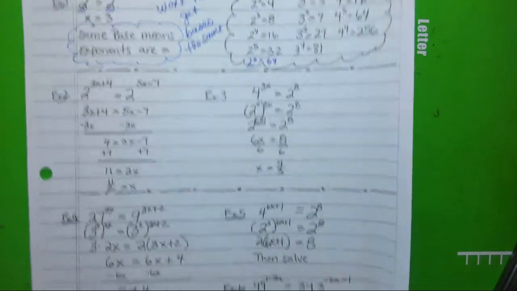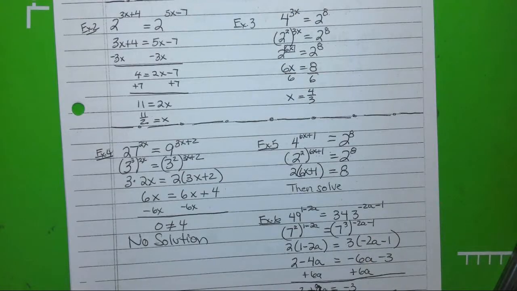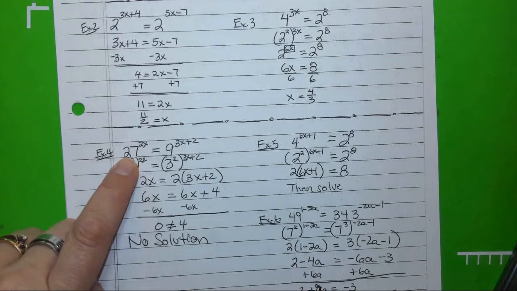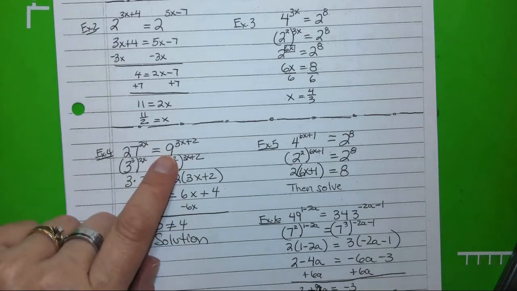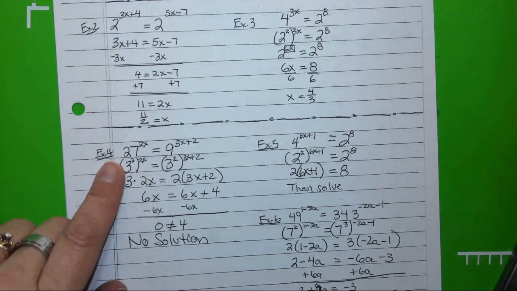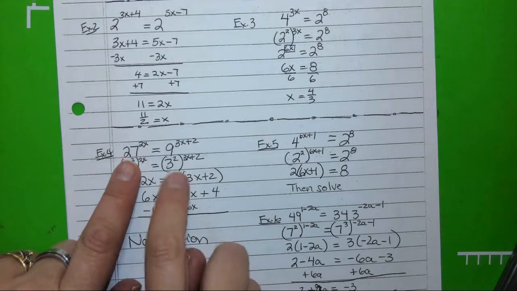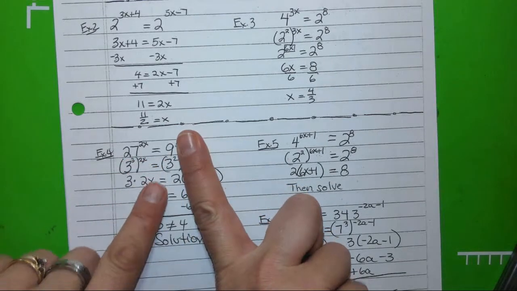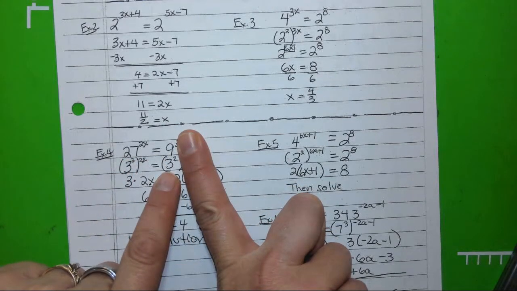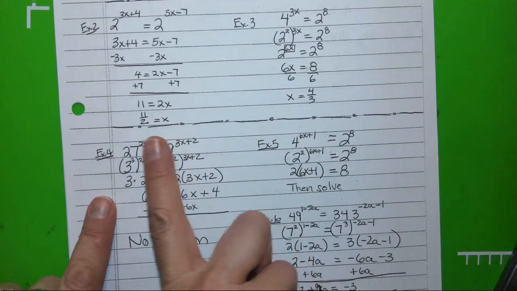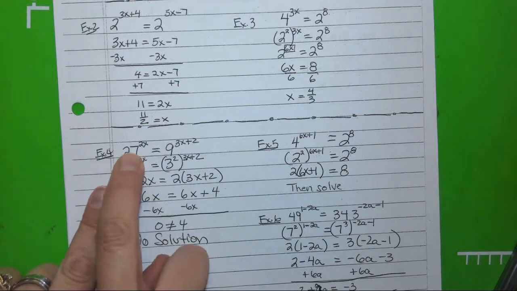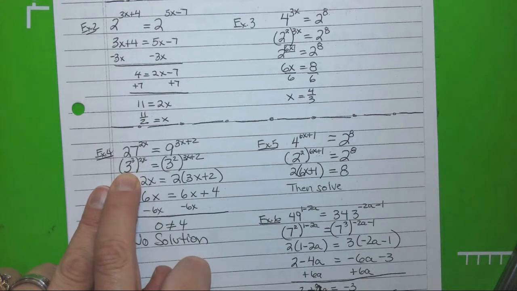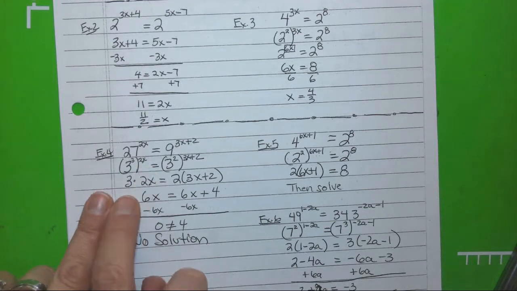All right, next one. Look at example 4. Now, is 27 equal to 9 to some power? Not pretty. What about 9? Can we take 9 to 27? Not really. But we can pull 9 down. 9 is the same thing as 3 squared. Right? 27 is the same thing as 3 cubed. So I rewrite the 27 as 3 cubed, raised to the 2x.